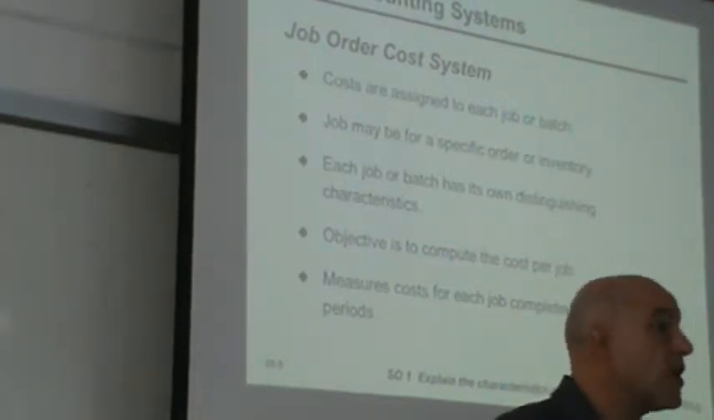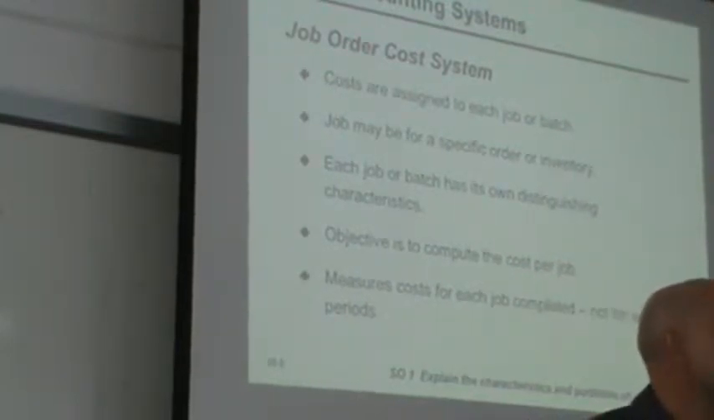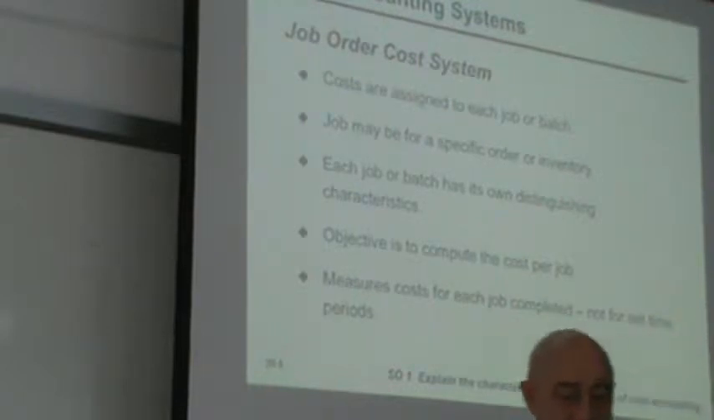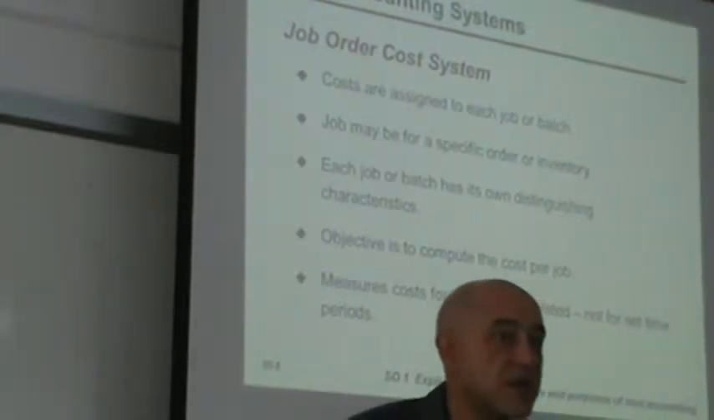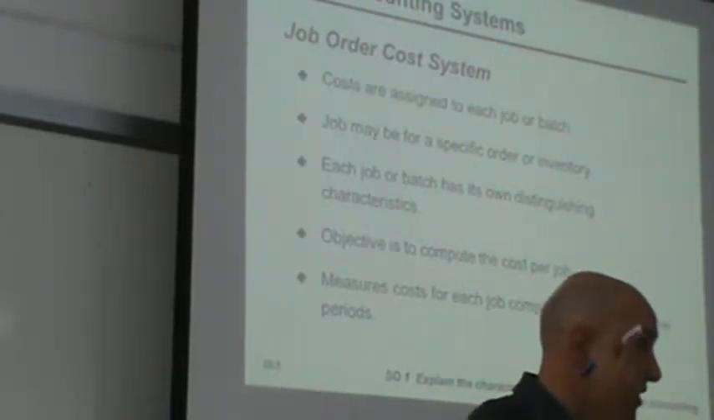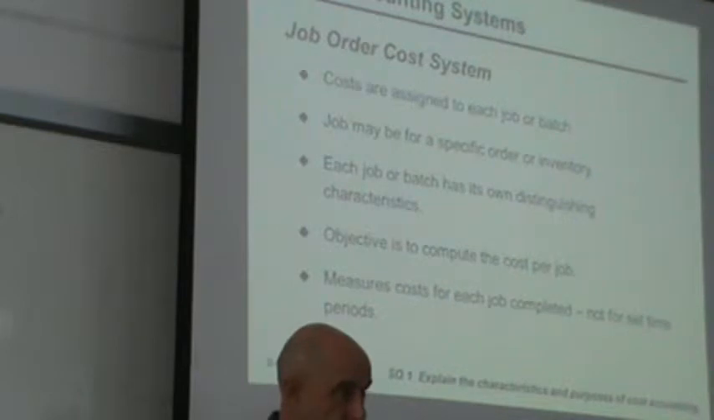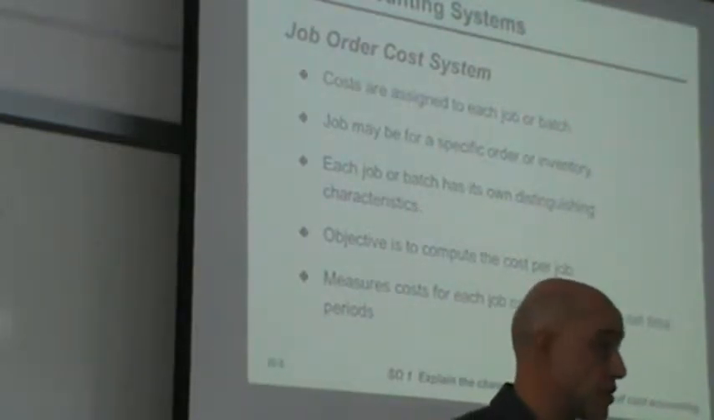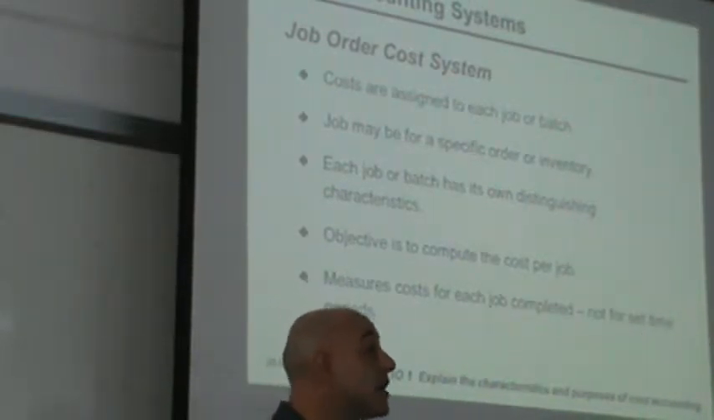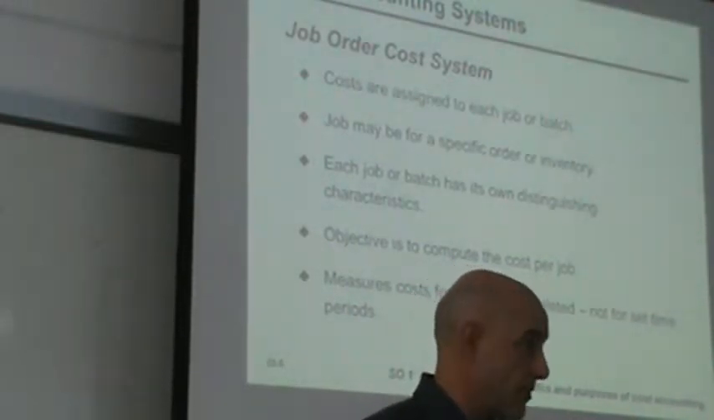So if it's textbook one, you make 1,000 copies. From the second textbook, you make 500 copies. From the third textbook, you make 200 copies. If it's tables, you make 50 tables. If it's chairs, you make 200 chairs, okay? So you have different jobs. Same thing here. One course is going to be 30 students. Another course is going to be 15 students. The third course is going to be 45 students, okay? So each course could represent a separate job.